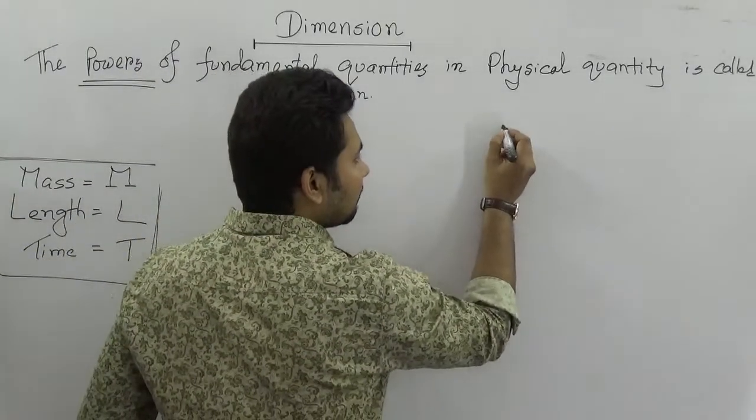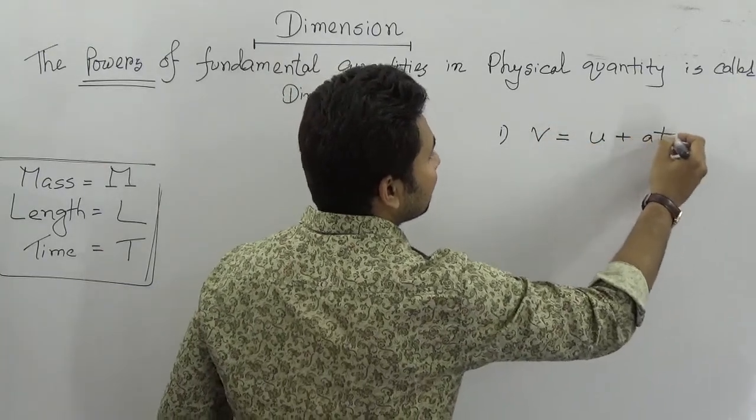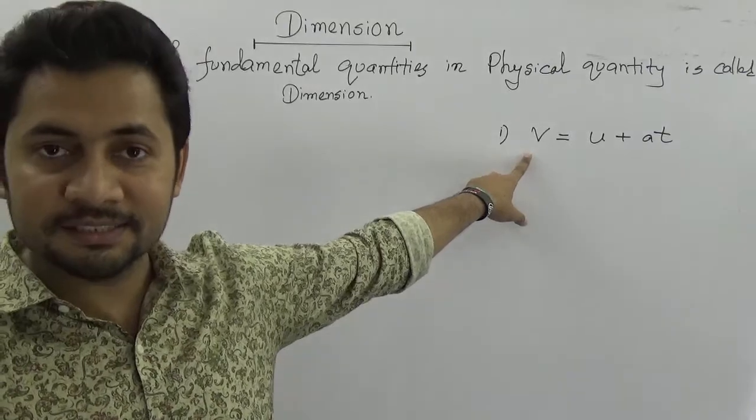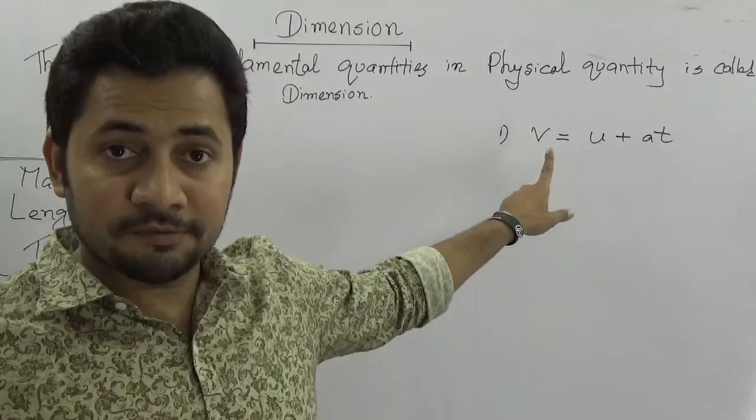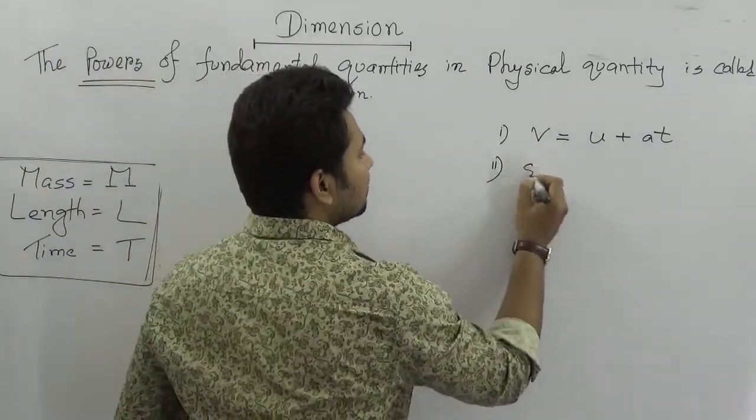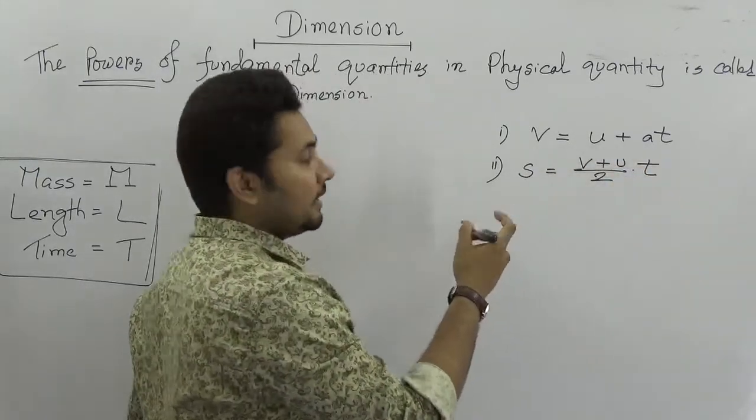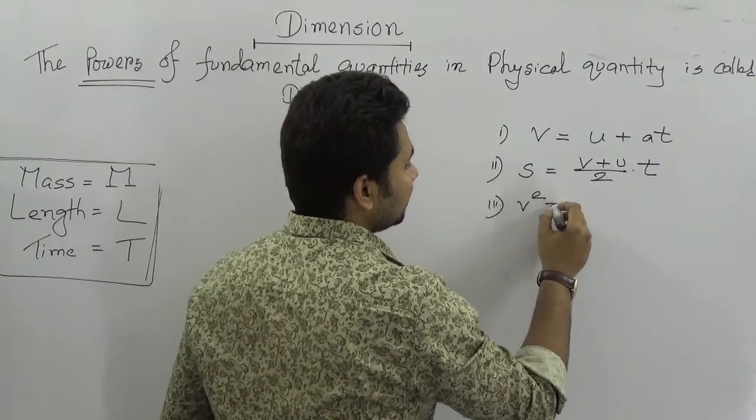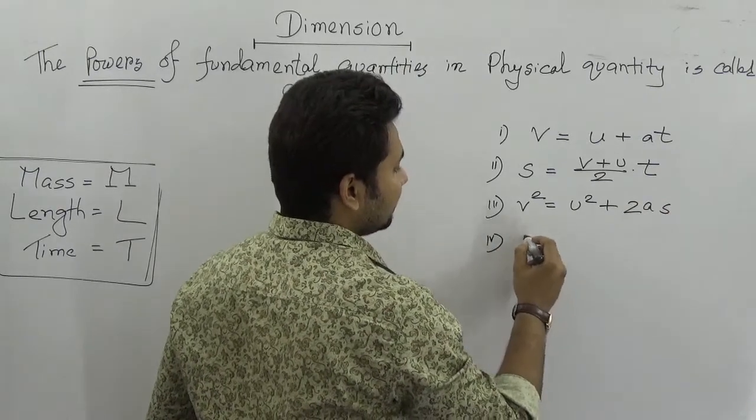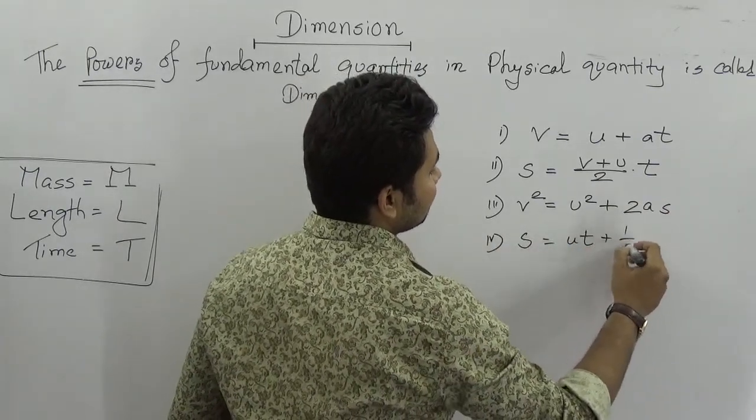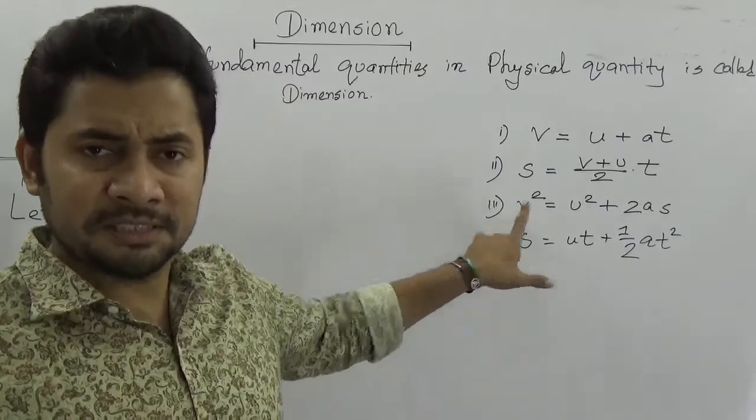What are those? Number one, we definitely know the equation of motion would be like this. We know this V is the final velocity, U is the initial velocity, A is the acceleration over time. So this is the first equation, and then second would be (V plus U) by 2 into T. And the third is V square equals U square plus 2AS, and number 4 is S is equal to UT plus half AT square. We usually write it in the third position, but it's okay.